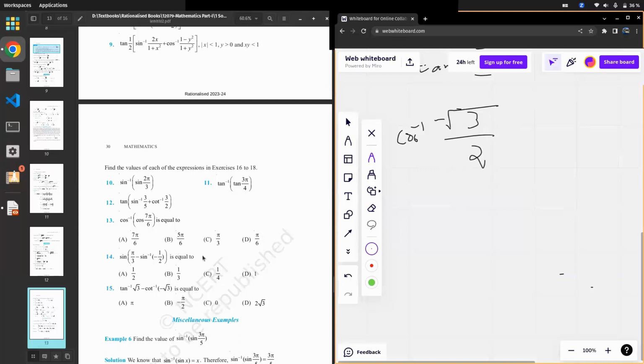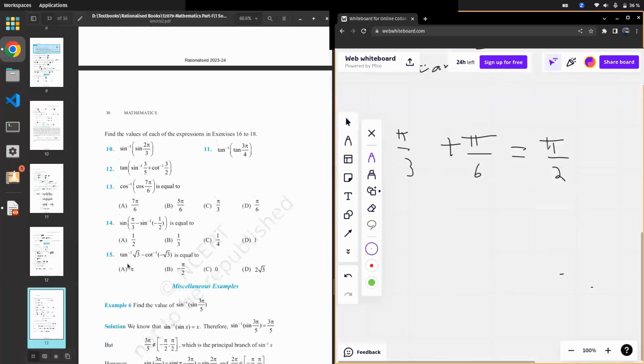Option B. So the next question, we have to find sine of pi by 3 minus sine inverse of minus half. First we substitute the value of sine inverse of minus half, which will be minus pi by 6. So pi by 3 minus, minus pi by 6. So this will be plus and it will be equal to pi by 2. So we will get sine pi by 2 is equal to 1.